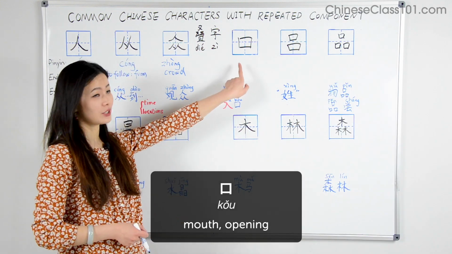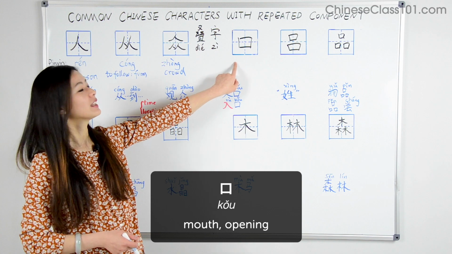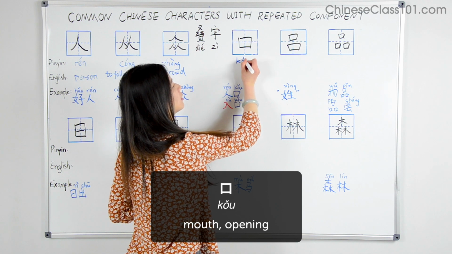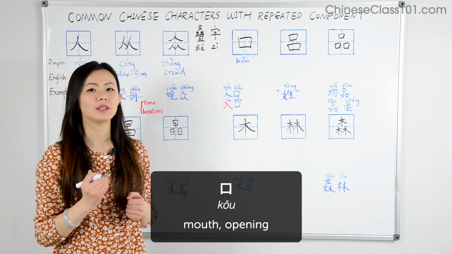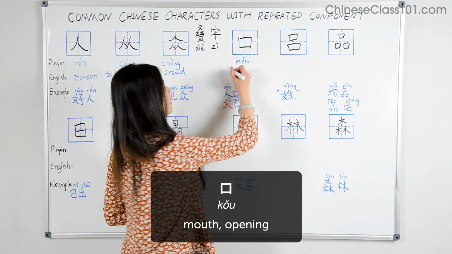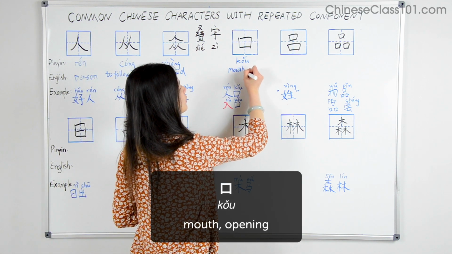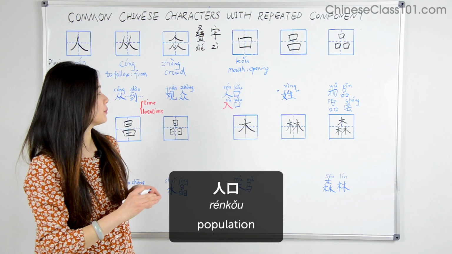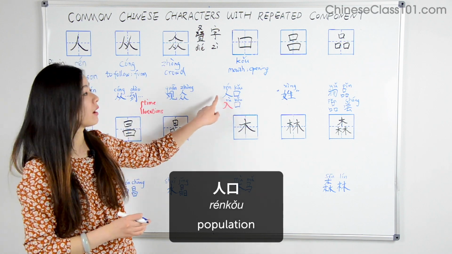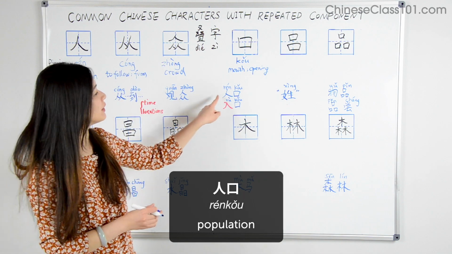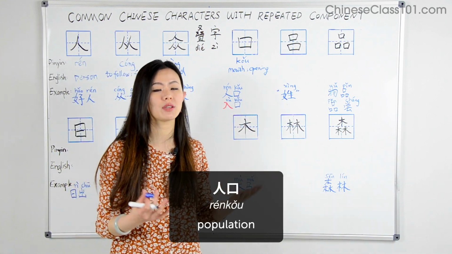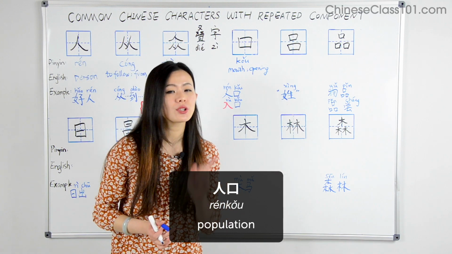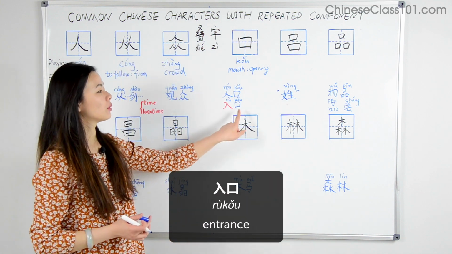Now, do you know this character? Have you seen this before? This, by itself, is pronounced as 口. 口 means mouth or opening. For example, when we combine 口 with 人, which is what we just learned, 人口 together makes a word, which means population. 人口.